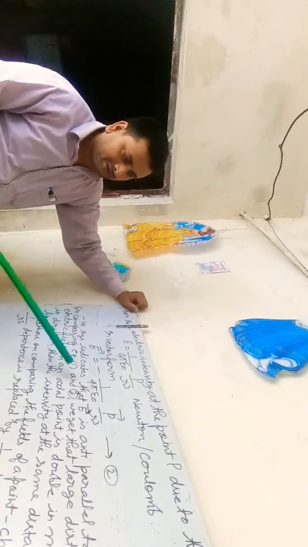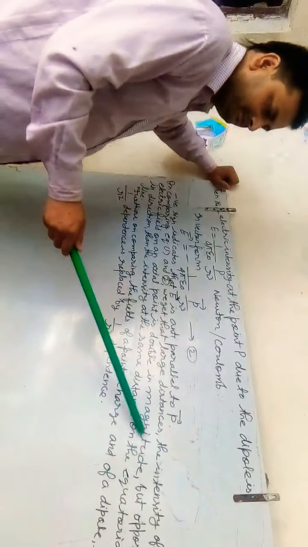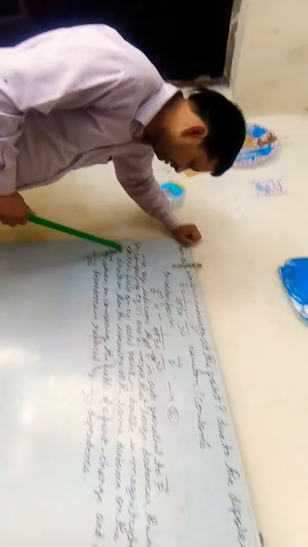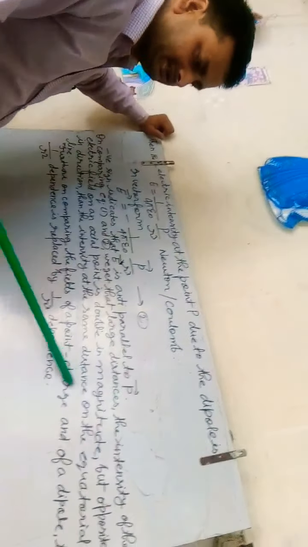On comparing equation 1 and 2, we get that at large distances, the intensity of the electric field at an axial point is double in magnitude but opposite in direction than the intensity at the same distance on the equatorial line. Further, on comparing the fields of a point charge and of a dipole, the 1 upon r square dependence is replaced by 1 upon r cube dependence.